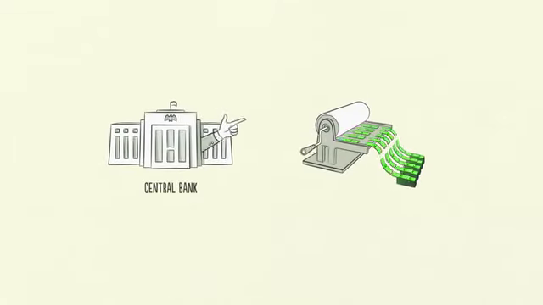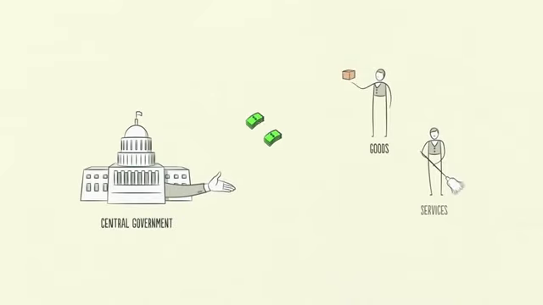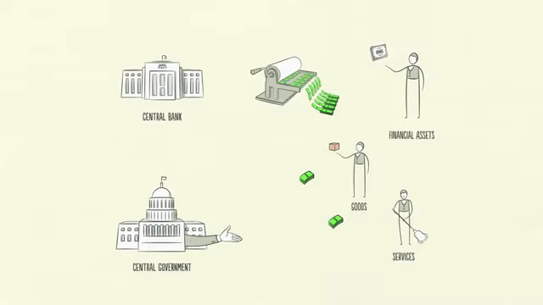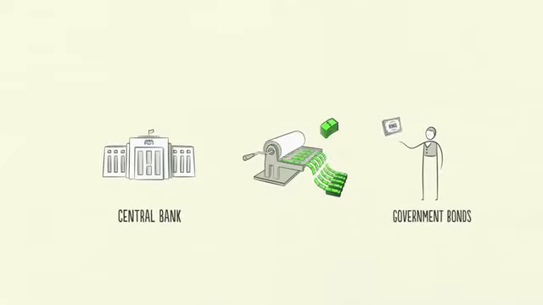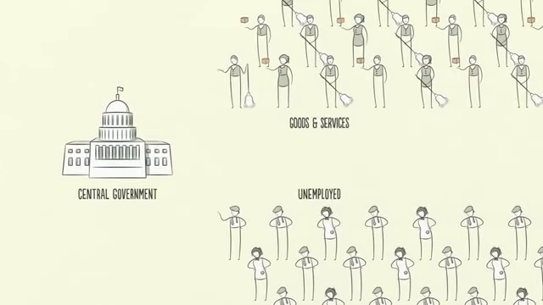You see, the central bank can print money, but it can only buy financial assets. The central government, on the other hand, can buy goods and services and put money in the hands of the people, but it can't print money. So in order to stimulate the economy, the two must cooperate. By buying government bonds, the central bank essentially lends money to the government, allowing it to run a deficit and increase spending on goods and services through its stimulus programs and unemployment benefits.